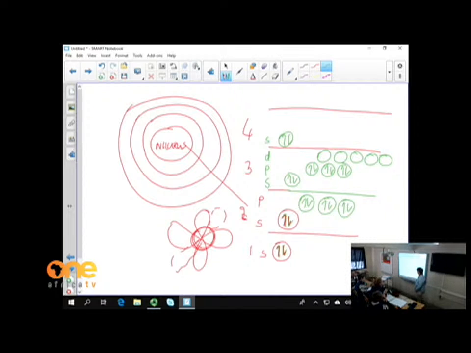Okay, so if you reach the P sublevel of the second one, yes, it is already the P sublevel of the third one. The energy level, yes. After that one, you go to that one.